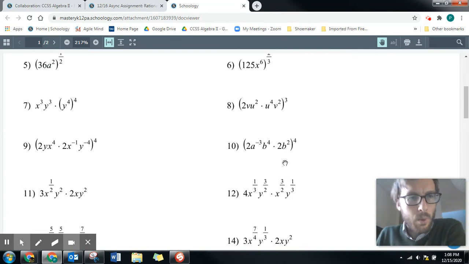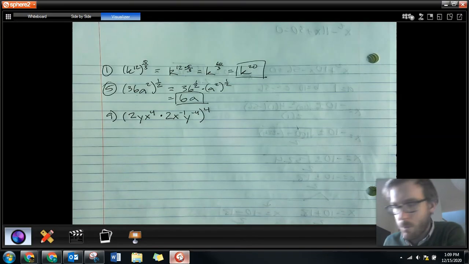It starts to get a little bit more complicated with ones like number 9. In number 9, again, we're using the power rule, but there's a whole lot of stuff inside these parentheses that we've got to take care of ahead of time. We have 2yx to the 4th times 2yx to the -1 times y to the -4, and that's all being raised to the 4th power. First thing I want to do is simplify everything inside the parentheses.